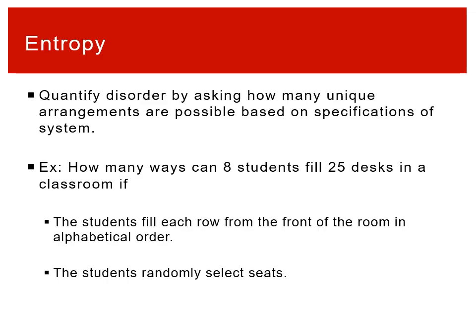And so we could set up a recipe for how we're going to make it. The first option could be the students fill each row from the front of the room in alphabetical order. And then the second option would be the students randomly select seats. So we can probably already make some predictions about which one's going to be more disordered. But these are the specifications. We want to quantify the number of unique arrangements that we would have for those two recipes.